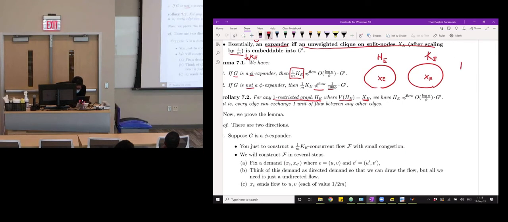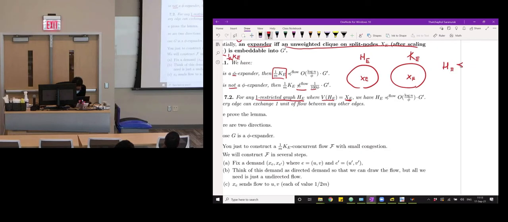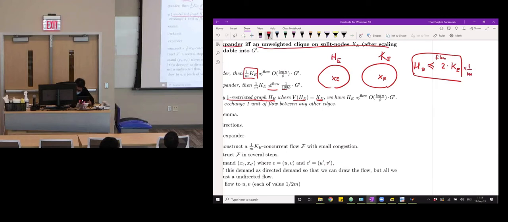We know that H_E must be embeddable into K_E, right? Why is that? Well, this is just the thing that we have proved before. K_E has degree profile 1. Oh, sorry, I should say that this is important: even if you scale this thing down by this, it has degree profile 1 on every node. And H_E is one restricted, so it's embeddable. Okay?